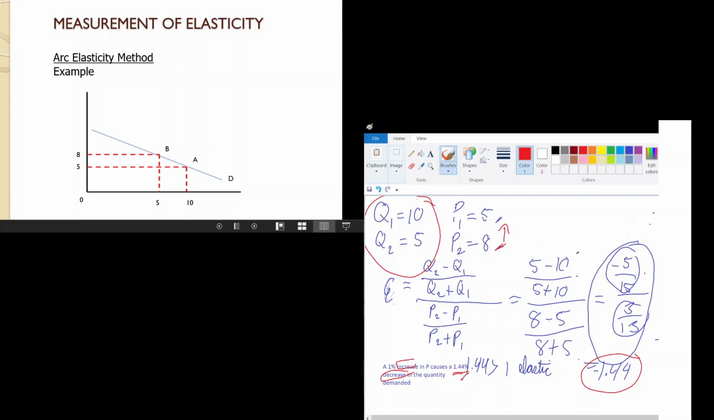In interpreting the values of elasticity using the arc elasticity method, you need to look at the given if there is an increase or decrease in price or increase or decrease in the quantity demanded. Okay, so that's an example of arc elasticity method.